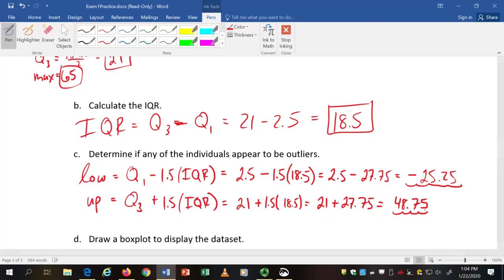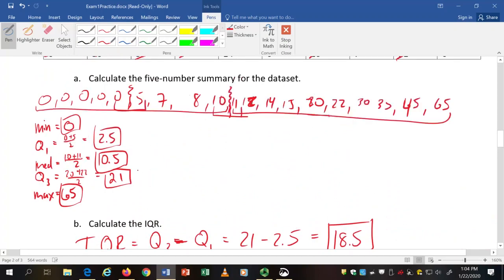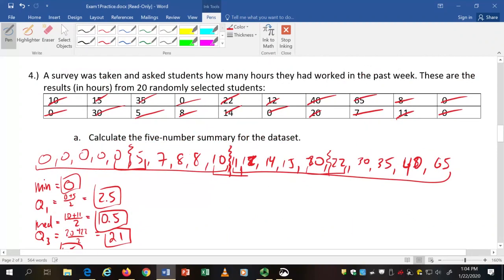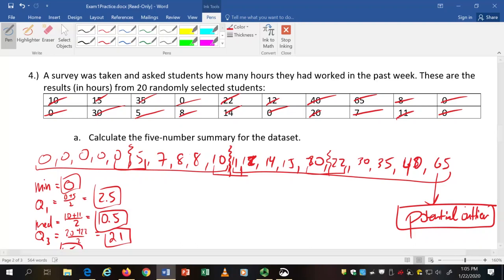Okay. And so then the way it works is you go back to your data set and just look: is there anything outside these bounds? That's what you ask. Is there anything below negative 25.25? No, there's not. But is there anything above 48.75? Yeah, in my data set 65 exceeds. So it turns out that 65 is a potential outlier, whereas the one on the quiz didn't have a potential outlier. That one looks a little bit too high, a little bit suspicious. Okay?